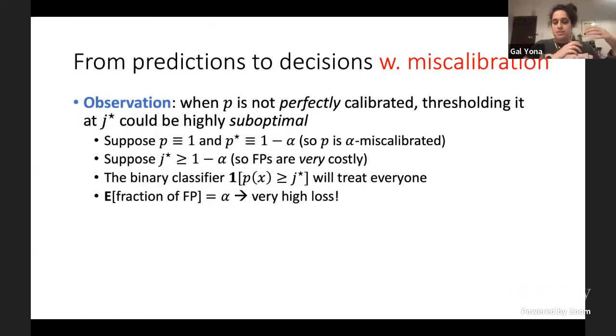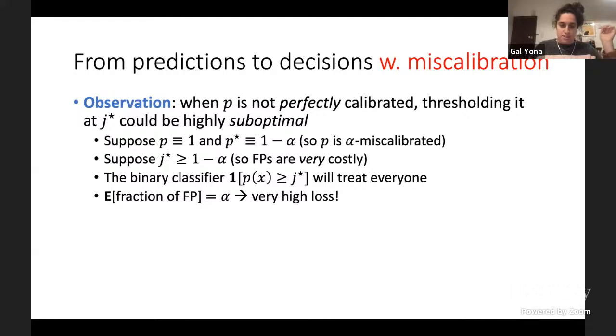If you now think of taking P of X and thresholding at J star, it essentially treats everyone, because everyone has a prediction of 1, which is above the threshold. In particular, as a binary classifier, the fraction of false positives that I'm going to have, by the definition of P star, is exactly alpha in expectation. And since this decision problem is such that false positives are very costly, I'm going to experience very high loss here. So at least on an intuitive level, this potential for alpha miscalibration is not properly taken into account, and it could be very costly.